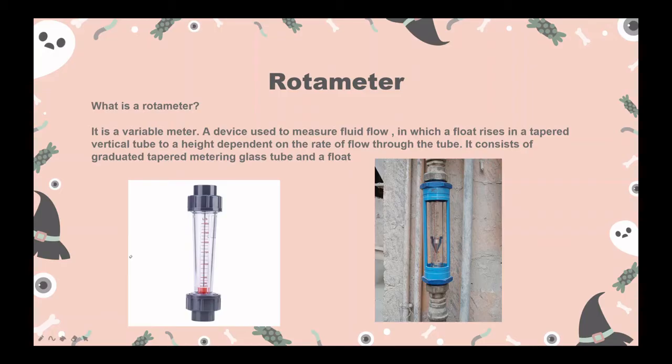Next, the rotameter. So, what is a rotameter? It is a variable area meter, a device used to measure fluid flow in which a float rises in a tapered vertical tube to a height dependent on the rate of flow through the tube. It consists of a graduated tapered metering glass tube and a float.